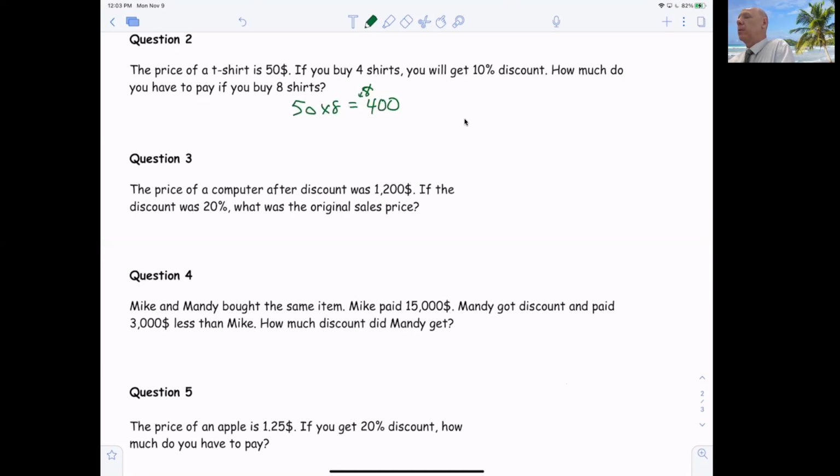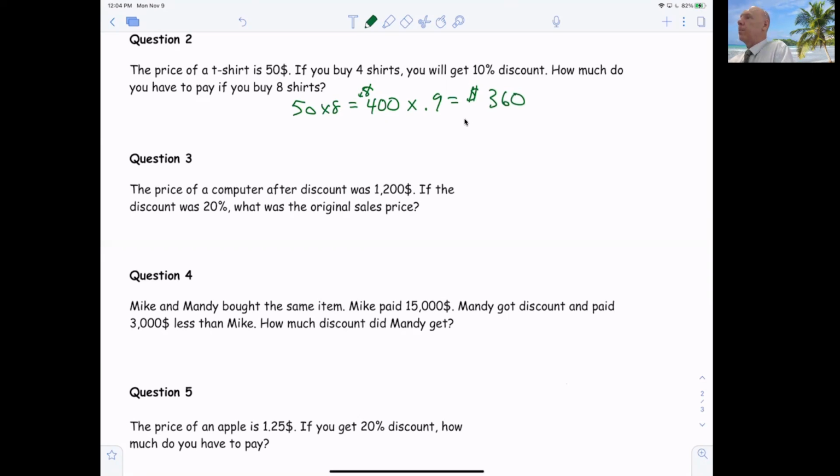Why not? If you want 8. Yeah, but that's a good thing that you said no. But really, what they mean is as long as you buy at least 4, you get the discount. You with me? So do you get the discount? So what am I going to multiply 400 by? Yes, times 0.9. How much is that? Right. So you only had to pay $360.